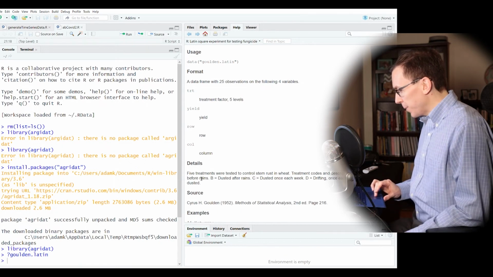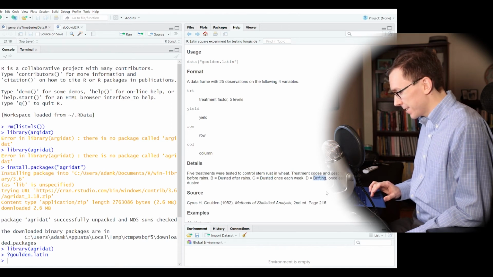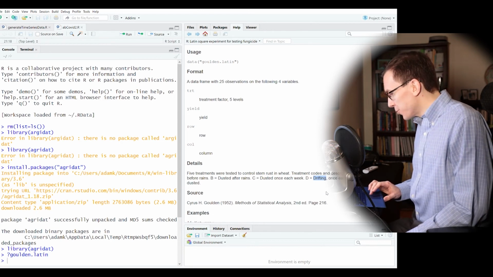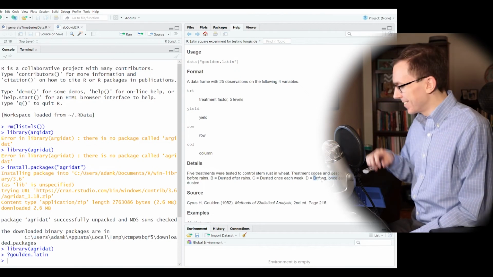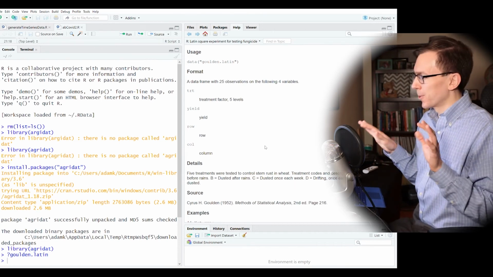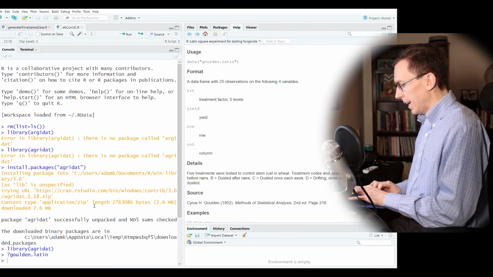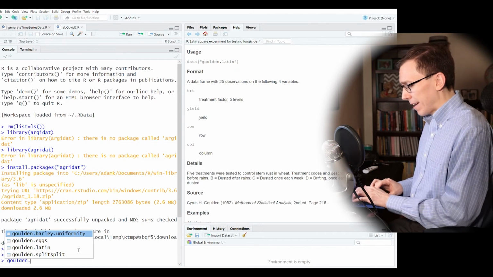So here we have A through E. A is dusted before rains, B is dusted after rains, C is dusted once each week, and D is drifting once each week. I'm not actually sure what drifting is, to be honest. I need to read up on my agricultural lingo. And E is the not dusted. So E is just sort of the control, as if no treatment is applied. So here, we actually do have a Latin square.